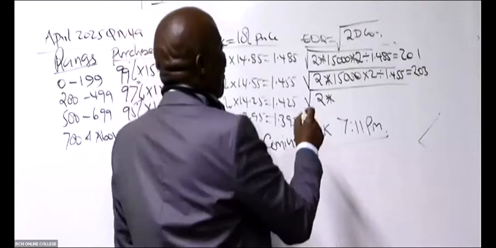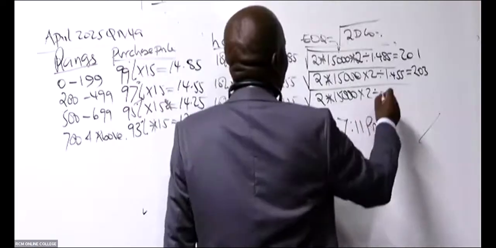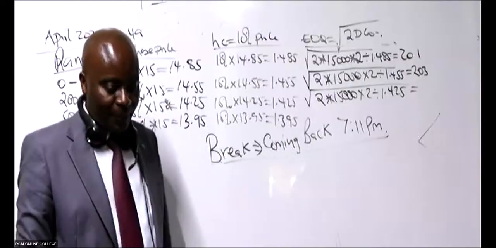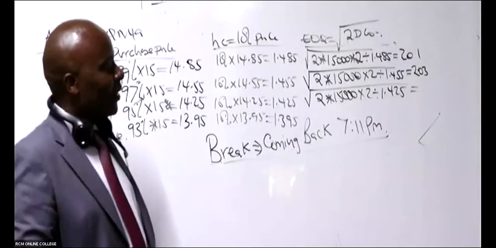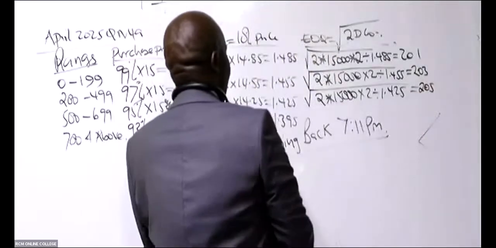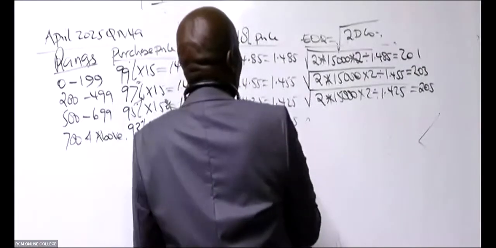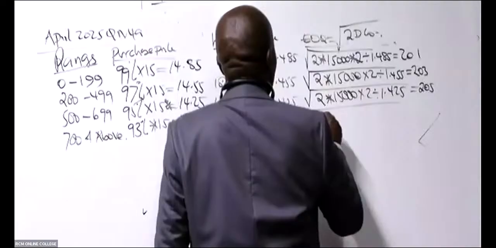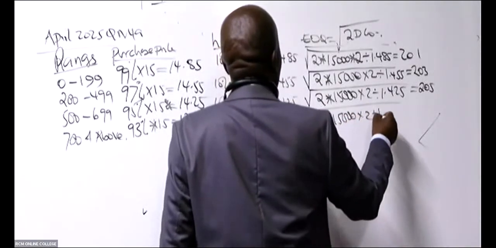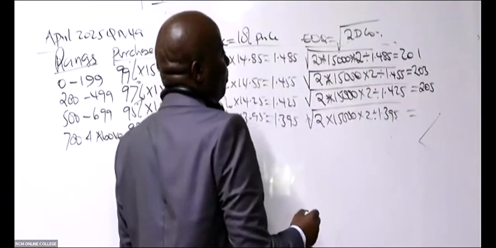So 2 times 15,000 times 2 divided by 1.425, which will end up giving us a what figure? 205. So this is 205. Great. The last one, square root of 2 times 15,000 times 2 divided by 1.395. So what figure are we able to get here? 207.